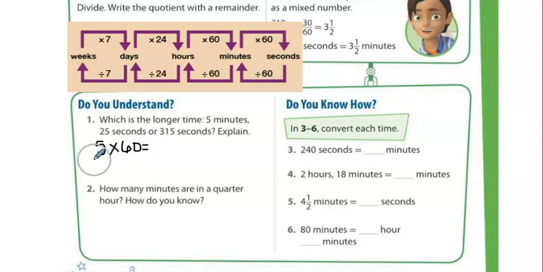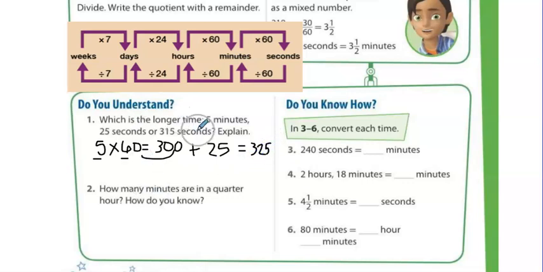If we want to use our basic fact, which is 5 times 6, that gives us 30. And then we're going to bring that 0 over, which gives us 300. So 5 minutes is the equivalent of 300 seconds. But now we have this 25 seconds left, so we're going to add that back in. 25 plus 300 gives us a total of 325 seconds.